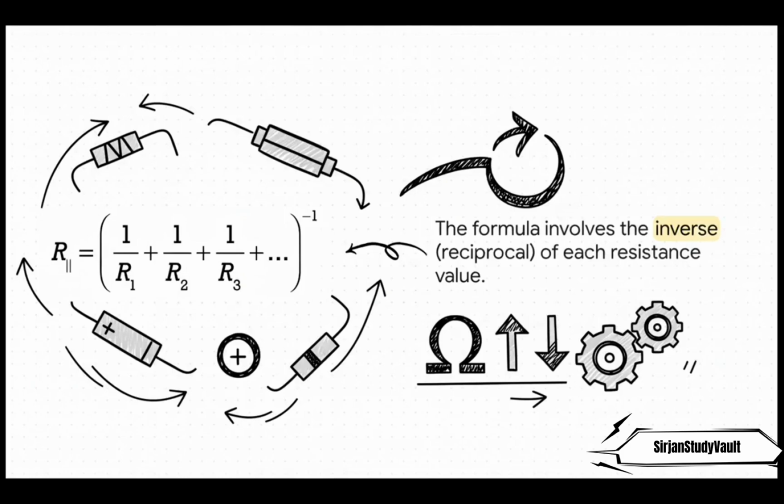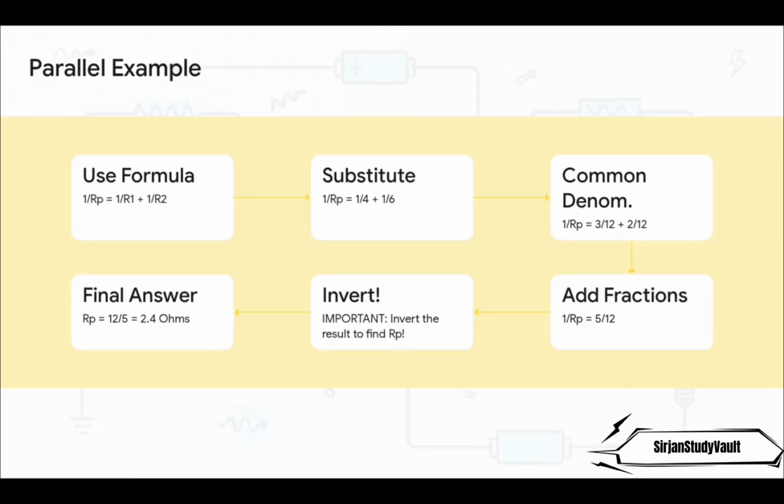Now, don't let this formula scare you. It looks a little more intense, but stick with me. It's all about adding up the inverses, or reciprocals, of each resistance, and there's a cool reason why. The inverse of resistance is actually a measure of how easy it is for current to flow. So with parallel circuits, we're basically adding up all the easy pathways the current can take. Let's walk through an example.